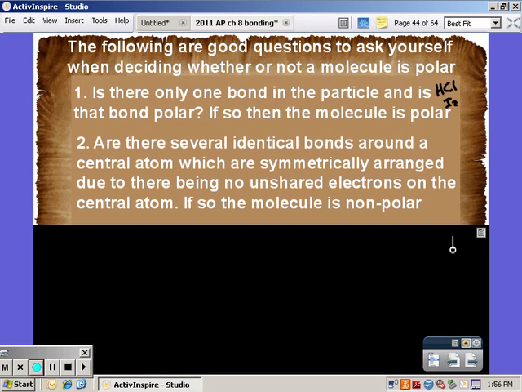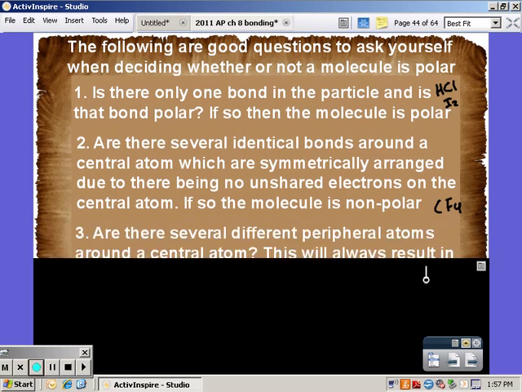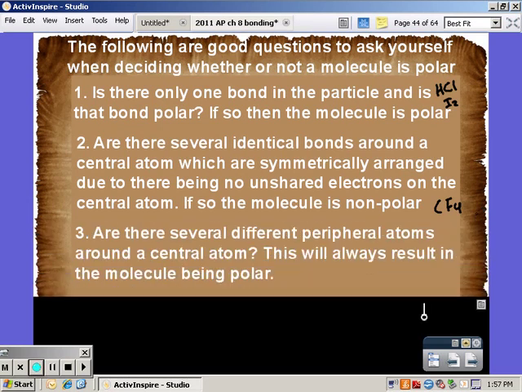If you have several identical bonds around a central atom, and they're symmetrically arranged because there's no lone pair, then the molecule will be nonpolar, such as CF4. The bond between carbon and fluorine is polar, but the molecule is nonpolar because the fluorines are surrounding the carbon with no lone pairs.